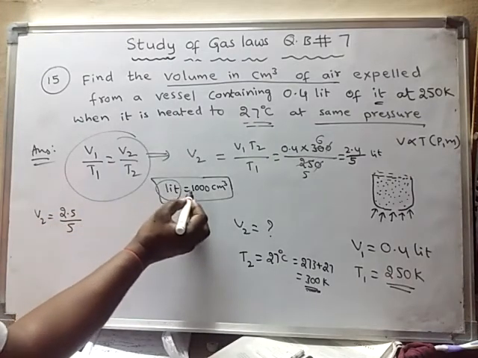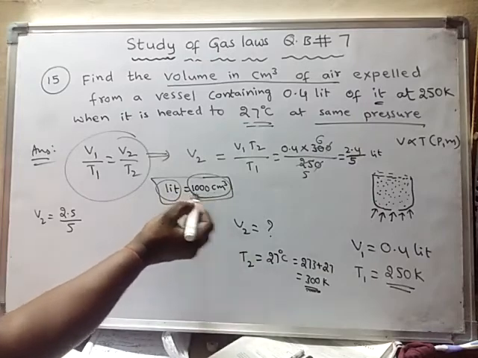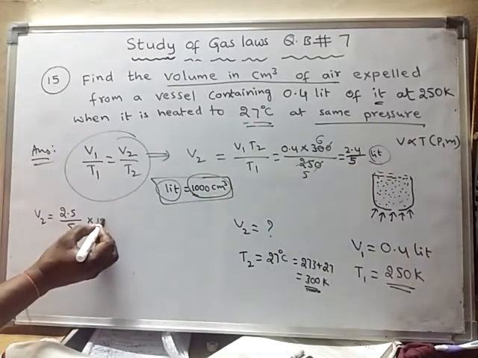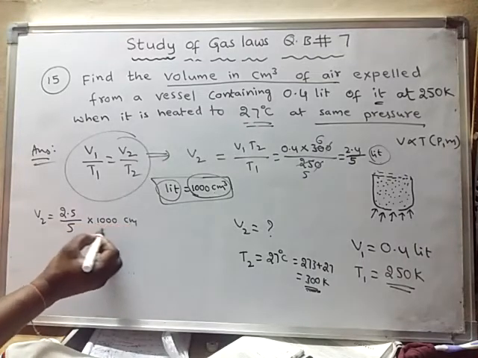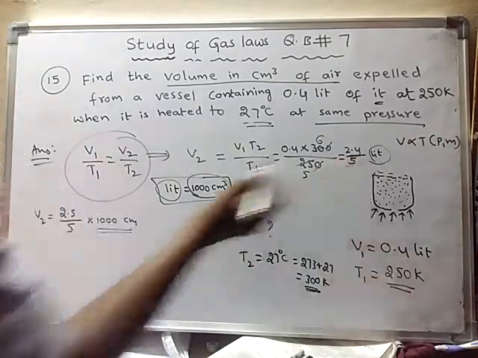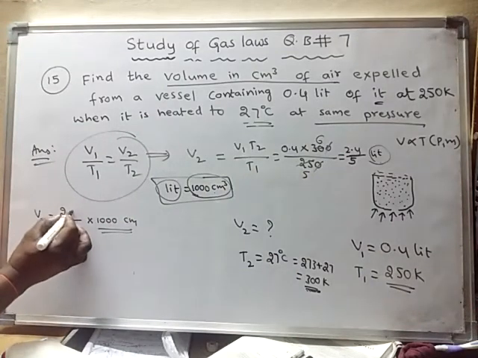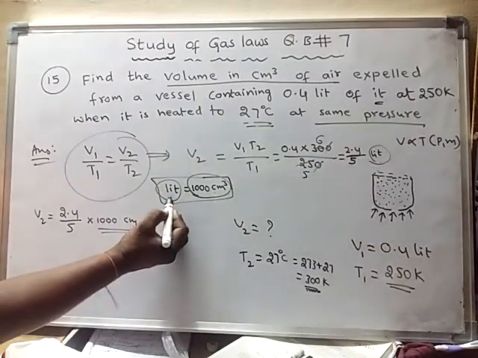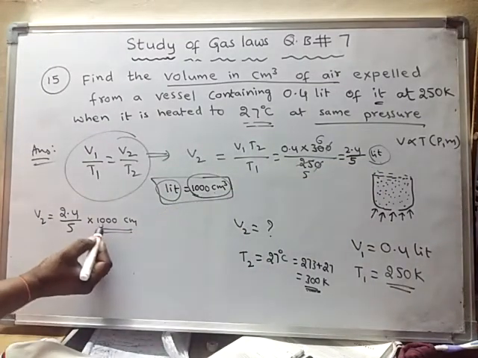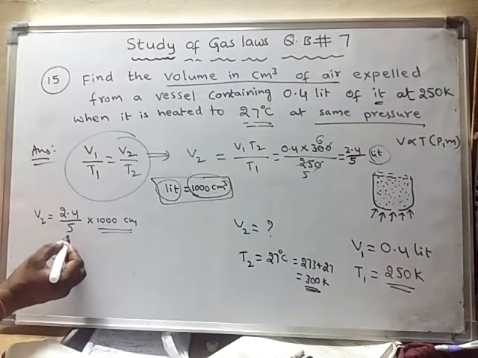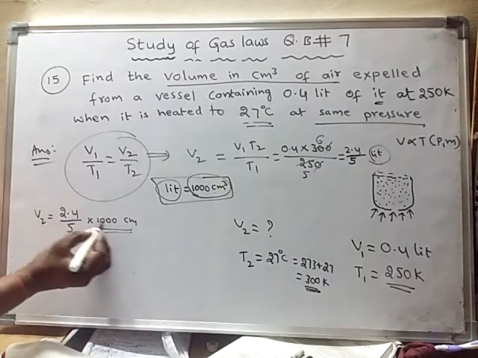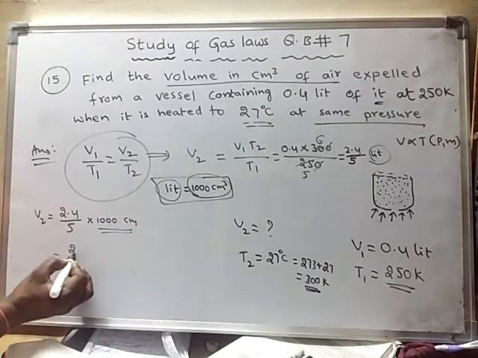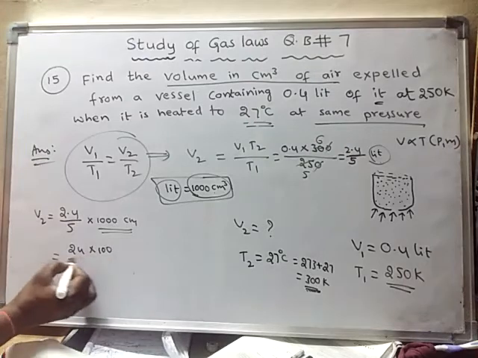So instead of liter, I will write 1000 centimeter cube. So this value, 2.4 by 5 liters. Instead of liters, I will take 1000 centimeter cube. So here, upon multiplying, it will become 24 into 100 by 5.